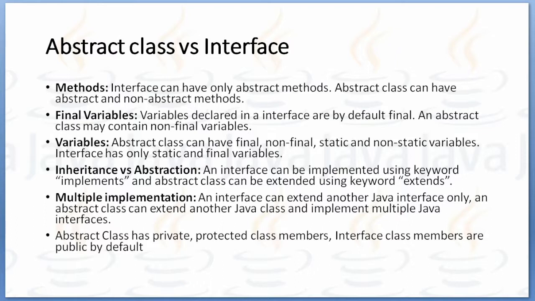Abstract class has private, protected members. Interface class members are public by default.